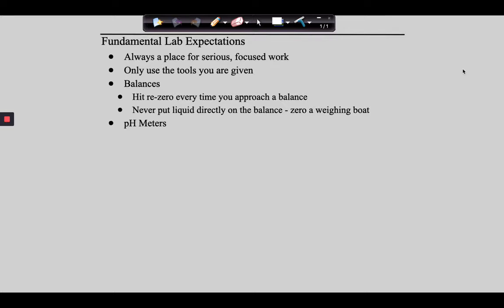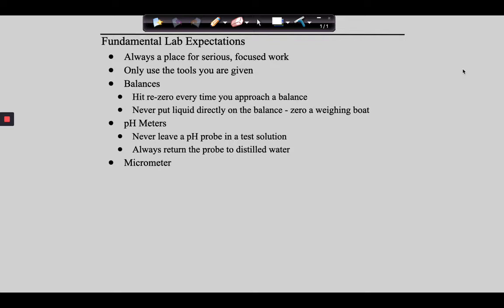Then guys, the other thing you need to know how to work well with are pH meters. There are digital pH meters over there. Please guys, when you use them, do not leave them in the solution that you're measuring the pH of. Always return them to the beaker of distilled water. Please don't leave them in the solution that you're measuring. And then guys, finally, you're also going to be working with things called micrometers. When you're working with this micrometer, the first thing you want to do is gently close the jaws and then hit re-zero so that you recalibrate the micrometer every time you go.